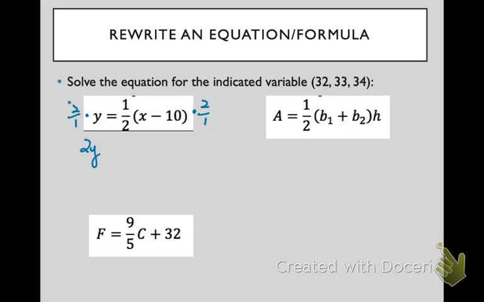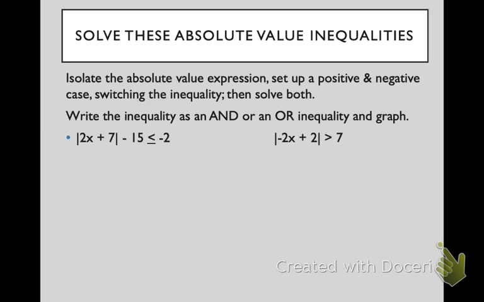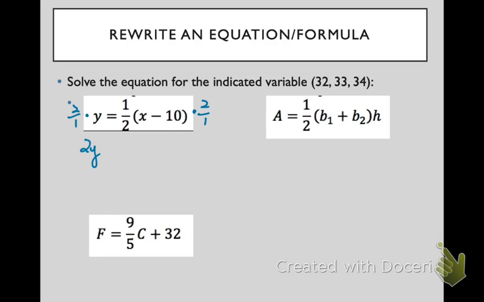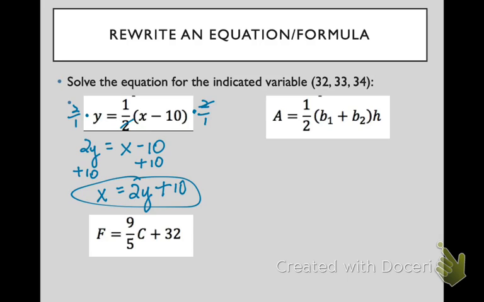Then we'll just rewrite, and we'll get 2y equals x minus 10. Now the last thing is we need to get rid of that minus 10, so we'll add it to both sides. And then I'm going to put the variable that I'm solving for first. So x will equal 2y plus 10. Notice we don't have a number quantity that we have found. We have simply rewritten that equation in terms of the other variable x.